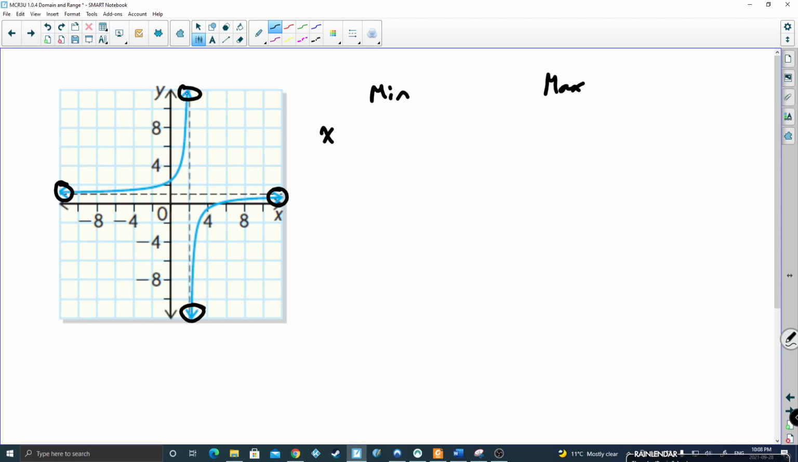And that means there's like a break in the graph here. Now that break is called a vertical asymptote.